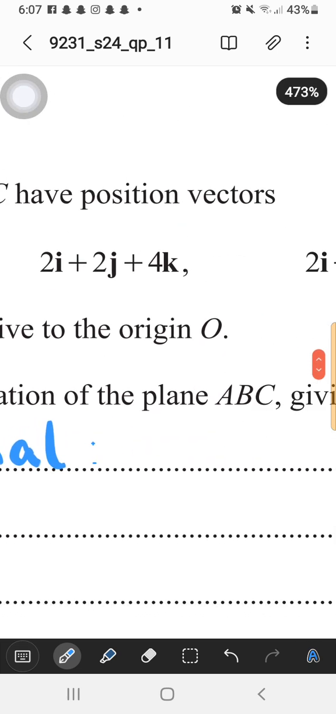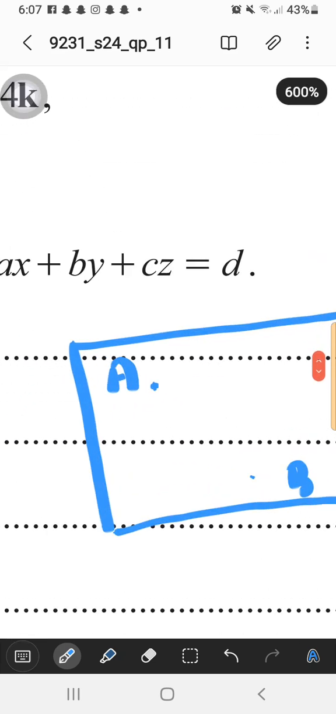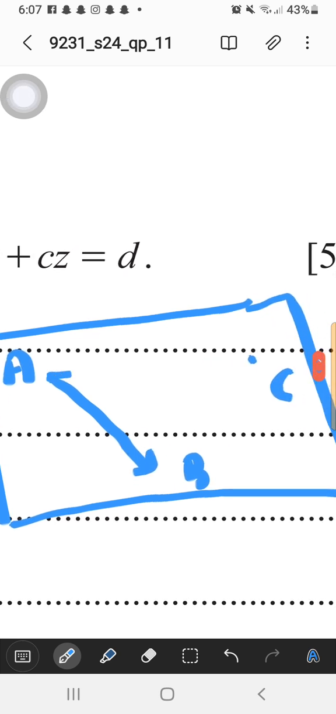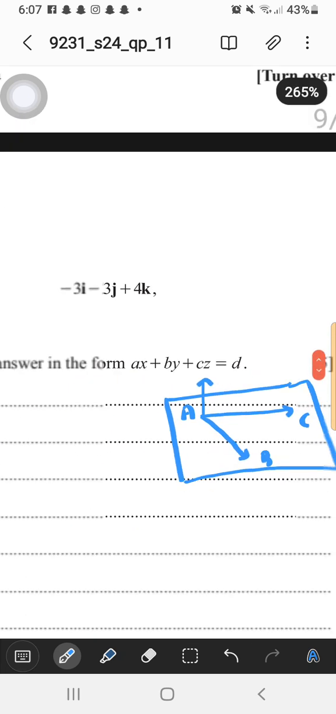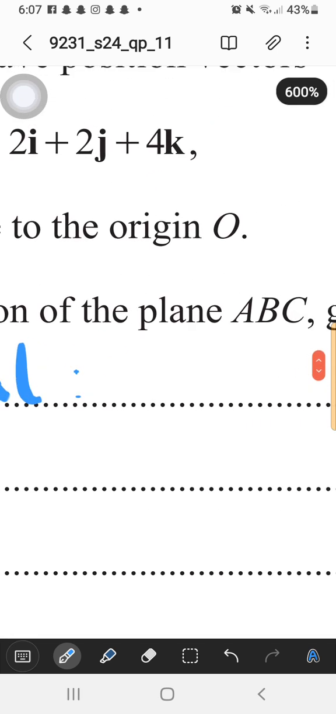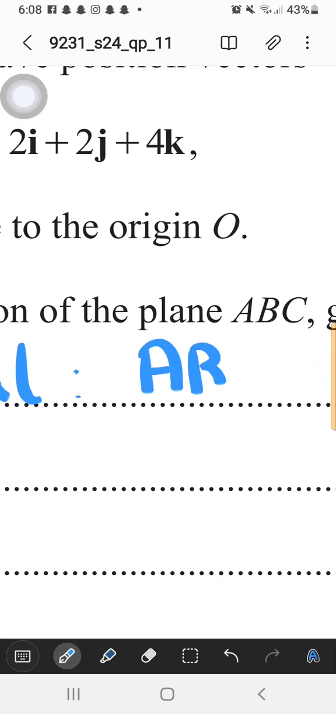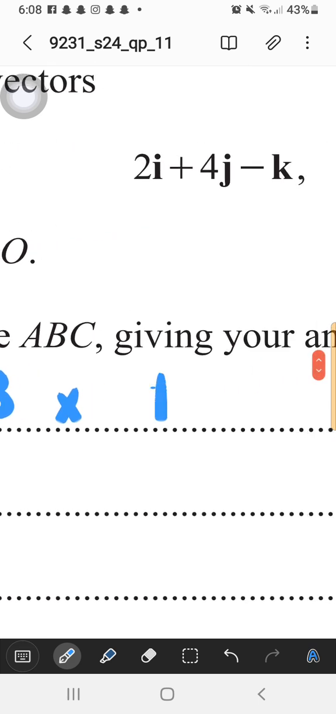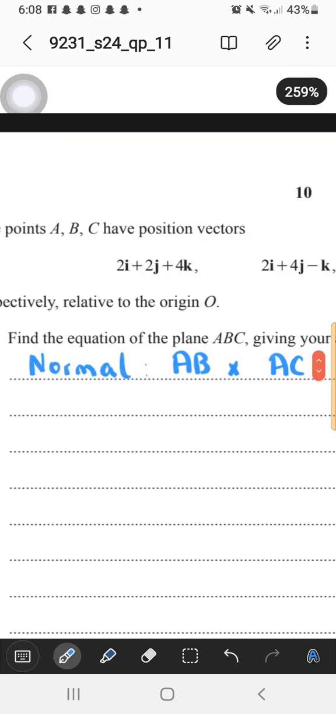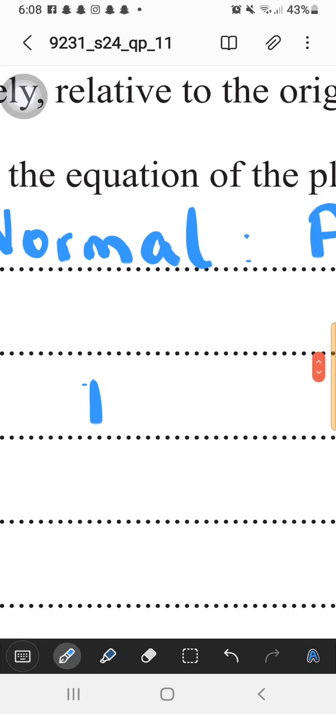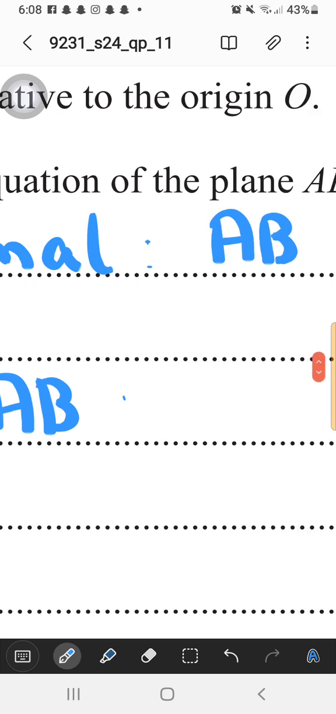Which will be AB multiplied, means cross product, by AC. The normal then will be the common perpendicular to both of them. AB cross AC. So first of all we want AB and AC. So let's write here directly. I will show how I am getting AB and AC.